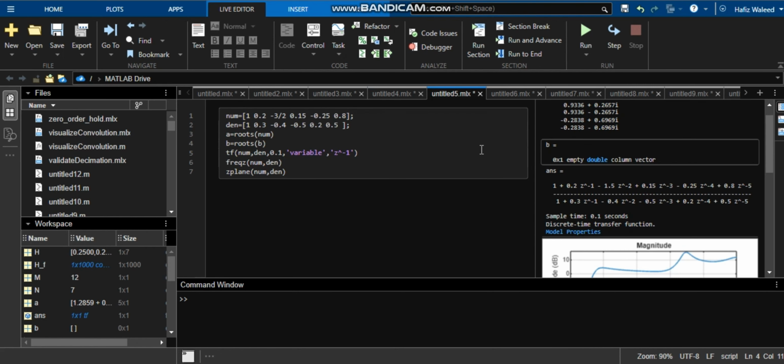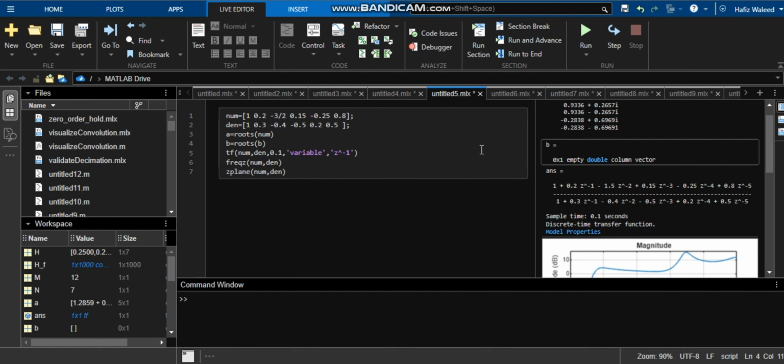In task 5, this MATLAB code defines a discrete time transfer function in the Z domain of relatively higher order. The numerator is set as num equals 1, 0.2, minus 3 by 2, 0.15, minus 0.25, 0.8, and the denominator. These arrays represent the coefficients of the numerator and denominator polynomials respectively.